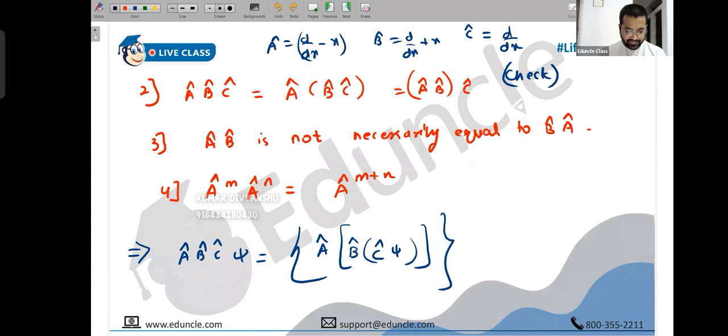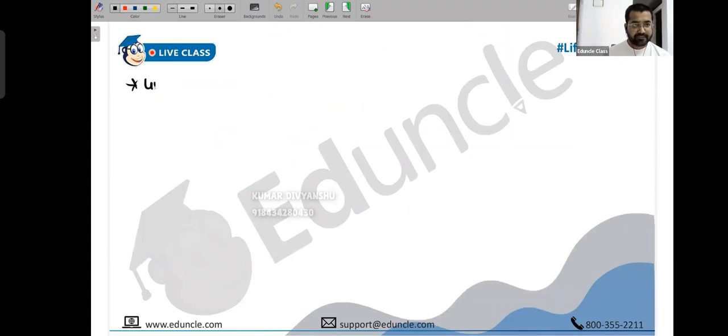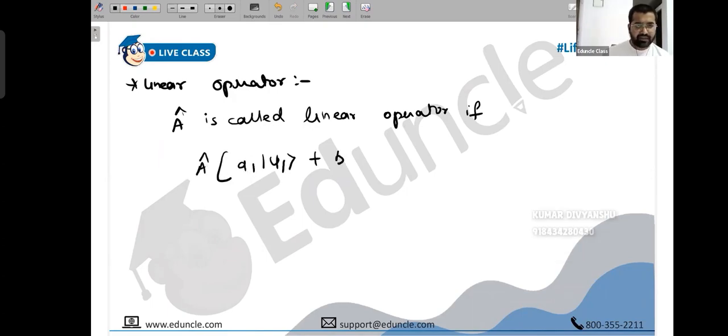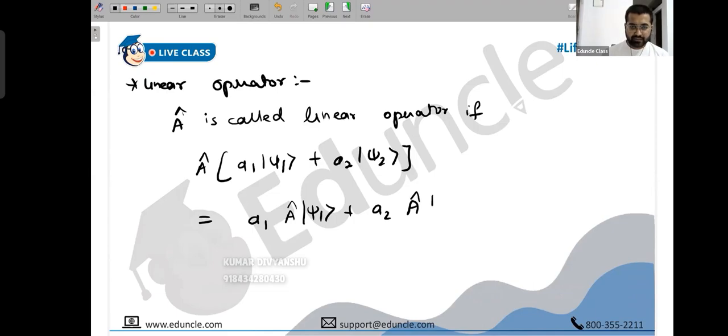So next is the linear operator. A cap is called a linear operator if a cap acting on a1 psi1 plus a2 psi2 can be written, if we are allowed to throw the constants outside, as a1 into a cap psi1 plus a2 into a cap psi2. If this is allowed, then we call it a linear operator. This is also valid for bra vectors also.